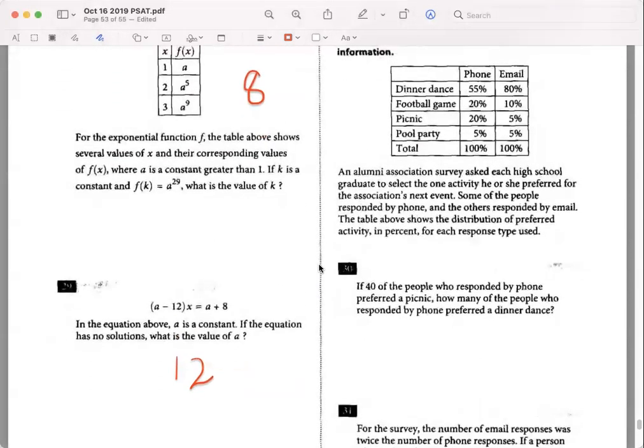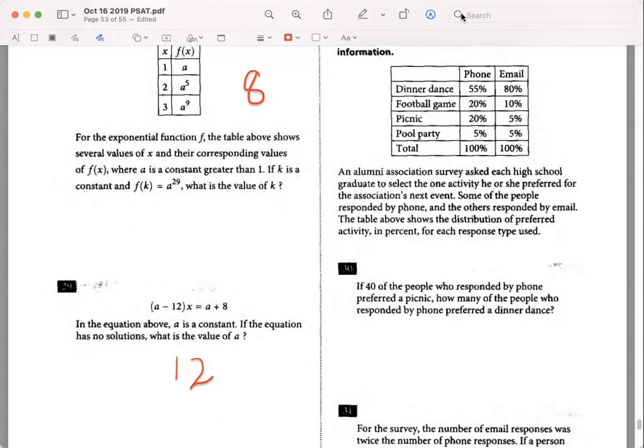Okay, an alumni association survey asked each high school graduate to select the one activity he or she preferred for the association's next event. Some of the people responded by phone and the others responded by email. The table shows the distribution of preferred activity for each response type. If 40 of the people who responded by phone preferred a picnic, how many of the people who responded by phone preferred a dinner dance?